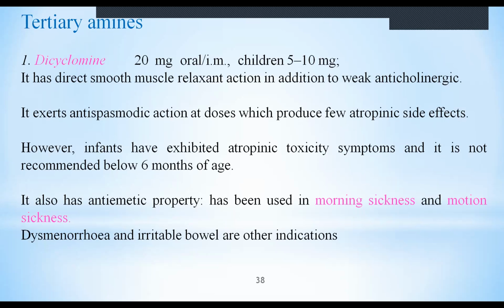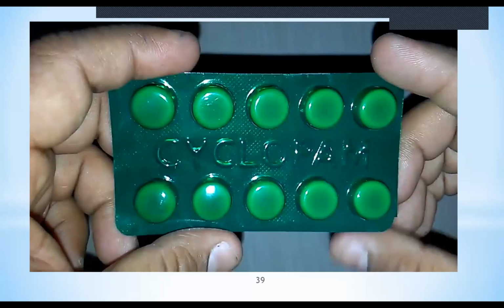It also has anti-emetic property and has been used in morning sickness and motion sickness. Dysmenorrhea and IBS are some other indications in which dicyclomine can be used, whereas motion sickness is effectively controlled by dicyclomine. Cyclopam is the trade name for dicyclomine hydrochloride.